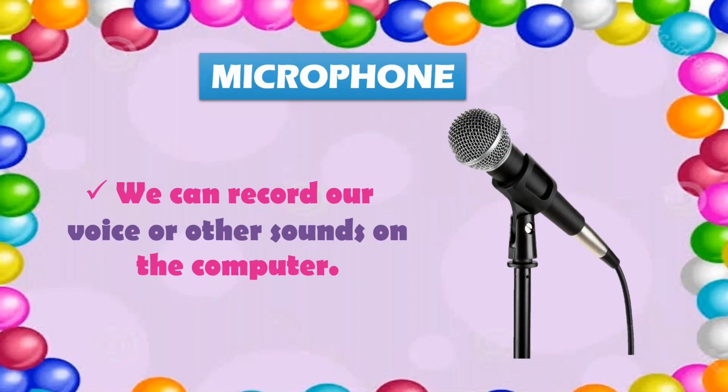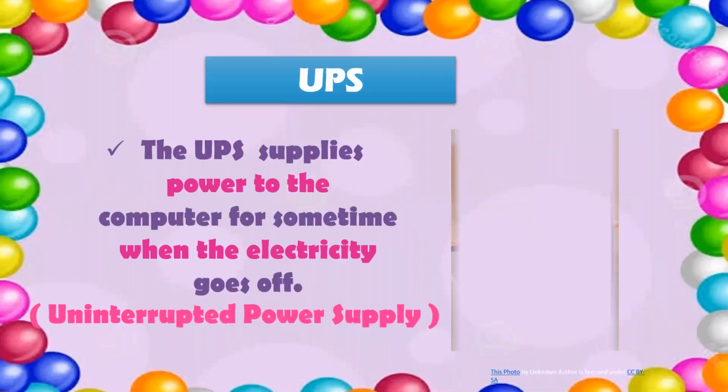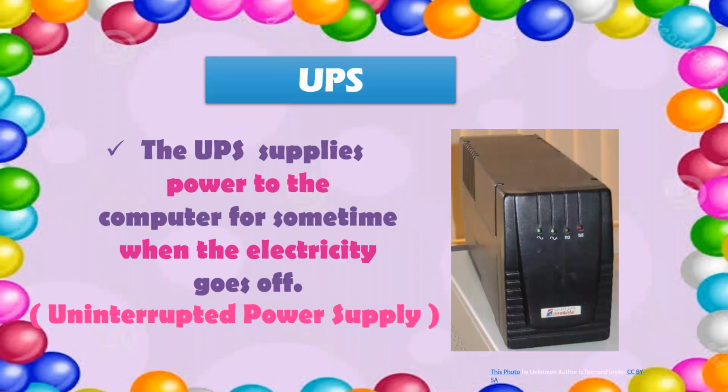Okay, children, now let us see one more part of a computer. UPS. The picture which is shown here is a UPS. Tell me, children, how does a computer work? You all know that a computer works on electricity, isn't it, children? If power is not there, the computer will not work. So in order to work, a computer needs continuous power supply, isn't it, children?